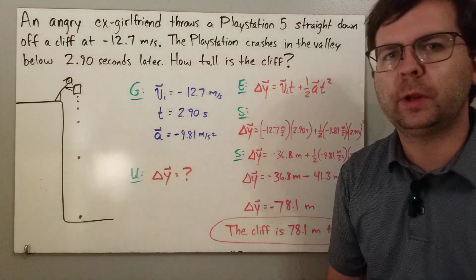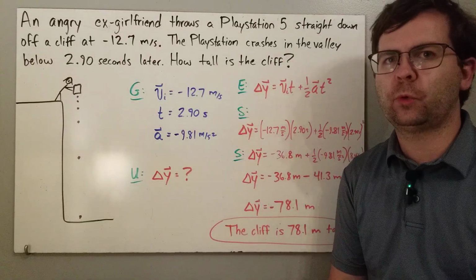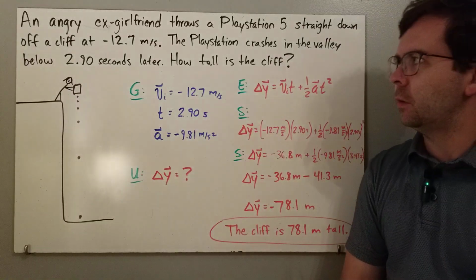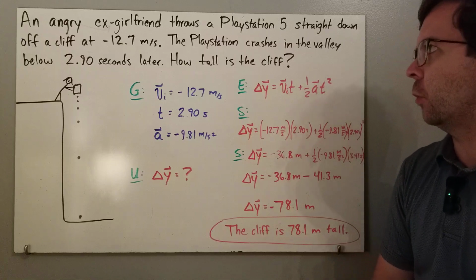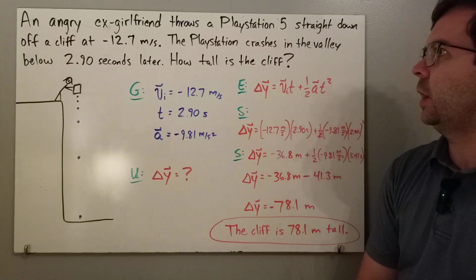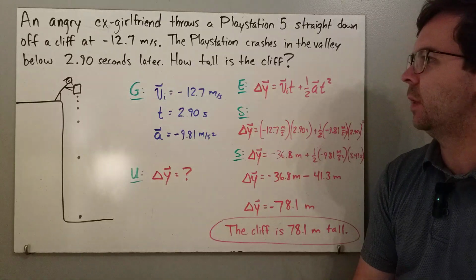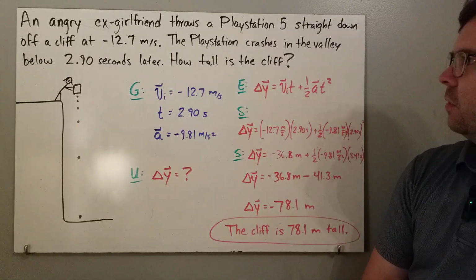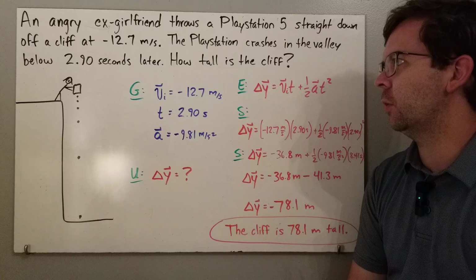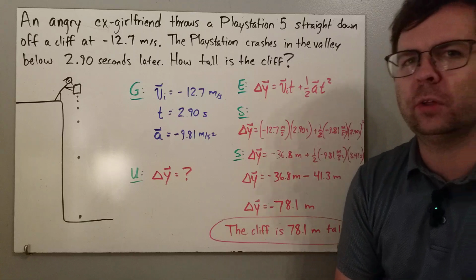Hi, this video is about solving problems in freefall. First problem. An angry ex-girlfriend throws a PlayStation 5 straight down off a cliff at negative 12.7 meters per second. The PlayStation crashes in the valley below 2.90 seconds later. How tall is the cliff?